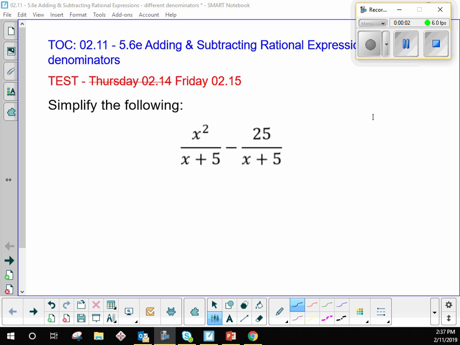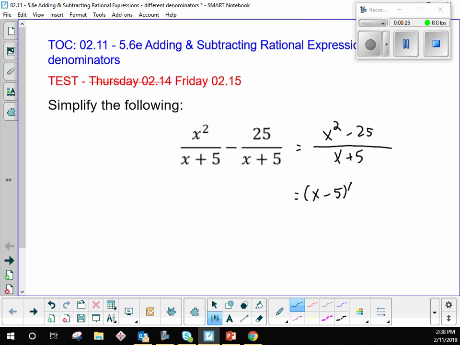So x squared over x plus 5 minus 25 over x plus 5. Okay, two fractions with the exact same denominator, so that means you can rewrite it as one fraction with that denominator, and then you do the tops, x squared minus 25, and you can't combine anything because they're different terms, right? But what does x squared minus 25 look like to you? Difference of squares. So then you rewrite that as x minus 5, x plus 5.